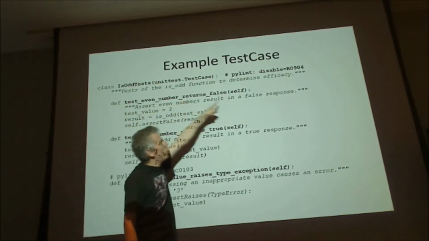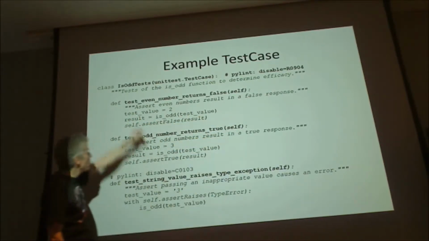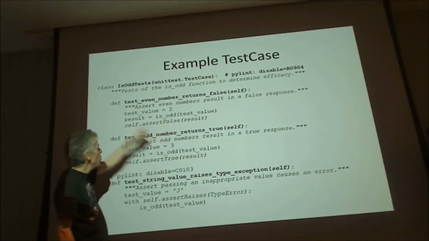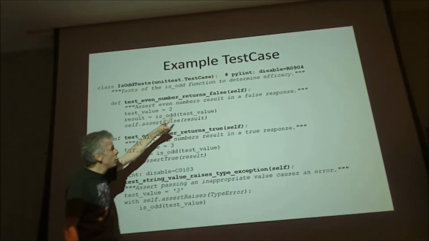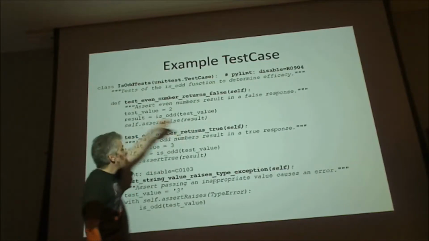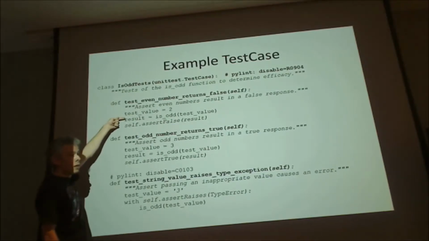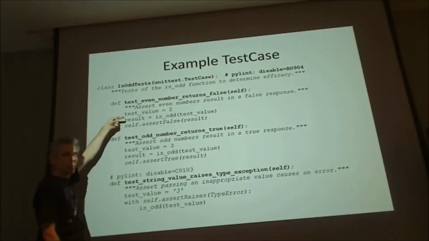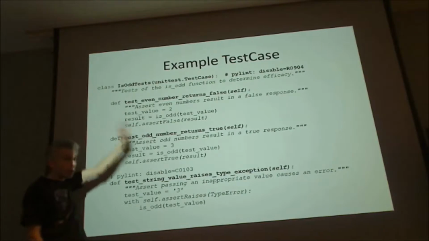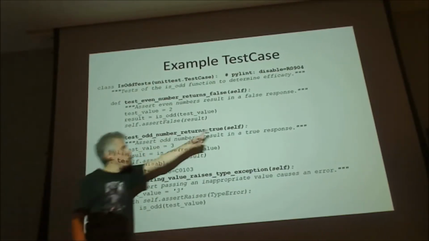Test even number returns false. Assert even numbers result in a false response. Test value equals 2. Result is odd. Test value. Self-assert false result, right? So I say, here's what I'm going to give you. Run your method, function, class, anything. Run it. Then test the results that you got back from your method, function, class, whatever. Did it work or did it not work? Test odd number returns true.